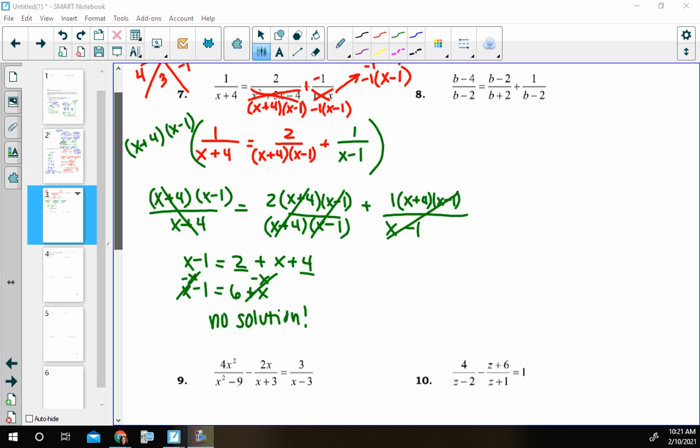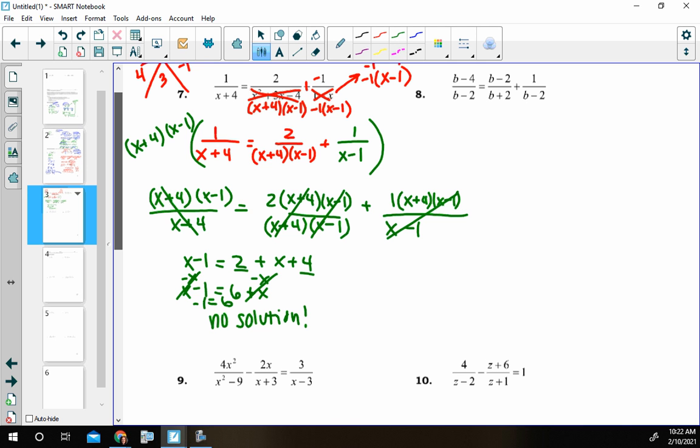All right, so this one ended up where we actually had no solution. When I went through my whole process, my x's canceled. For mine, negative 1 does not equal 6. If you get two things that don't equal each other, it is going to be a no solution. If I have 5 equals 5, then I'd have infinitely many solutions.